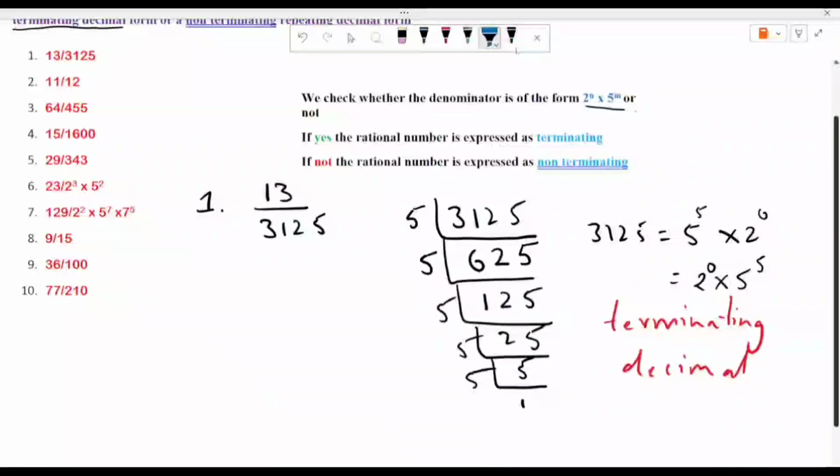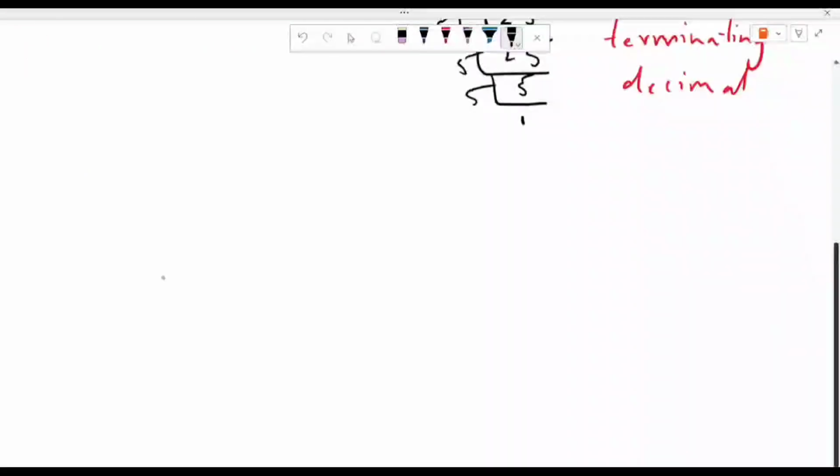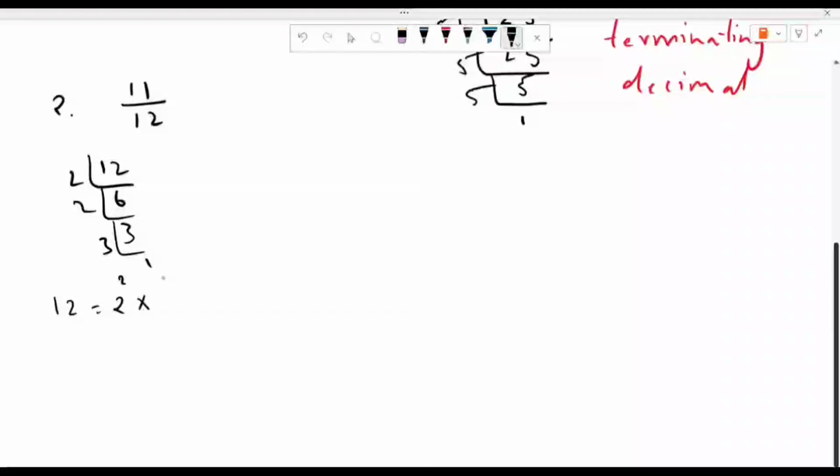Now let's move to the next question. Our next question is 11 divided by 12. I will take the prime factorization of 12. How can I write 12? 2 sixes are 12, 2 threes are 6, and 3 ones are 3. So 12 can be written as 2 squared into 3.